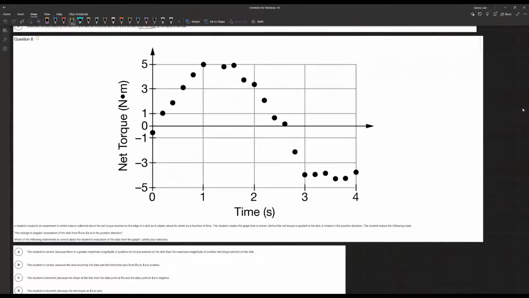out of AP Classroom. So a student conducts an experiment in which data is collected about the net torque on the edge of a disk as it rotates about its center as a function of time. The student creates the graph that is shown. Before the net torque is applied to the disk, it rotates in the positive direction. The student makes the following claim: the change in angular momentum of the disk from 0 to 4 seconds is in the positive direction. Which of the following statements is correct about the student's evaluation of the data from the graph? Justify your selections.